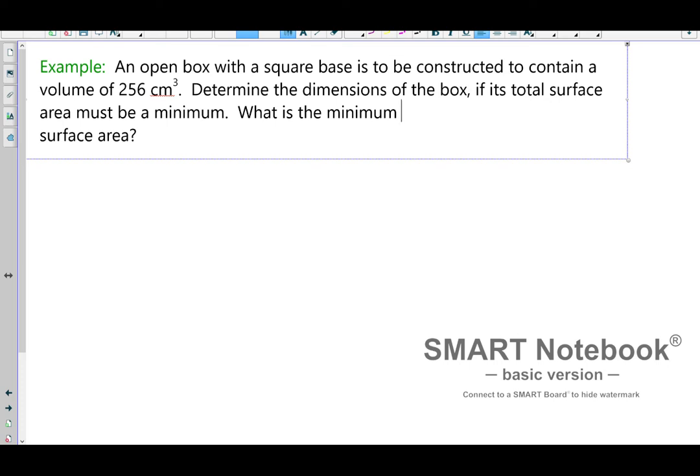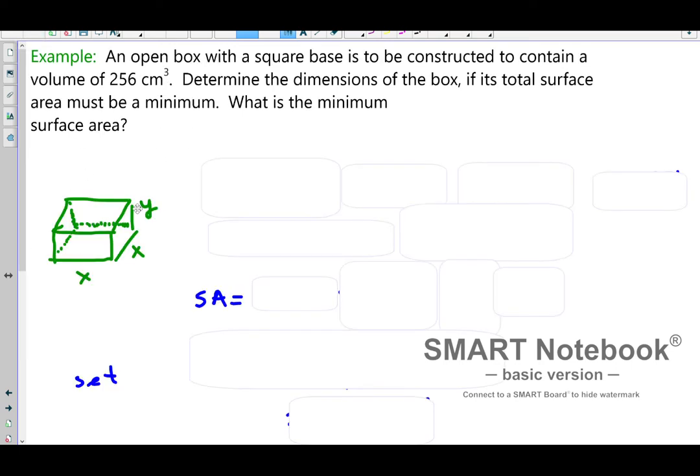So we have a box, and there's a picture of a box for you right there, a simple box that's open top. Okay, and the volume is given this time. The volume is 256 centimeters cubed. And because it says square base, I can call two dimensions x by x, and the height, I called it y this time.